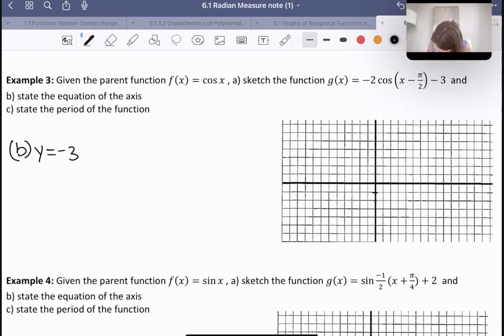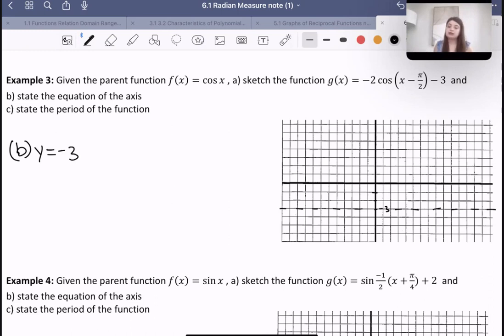So let's go down 1, 2, 3 to negative 3. And this is our equation of the axis, like that. Awesome. All right, so that is that. Next, it says state the period of the function.